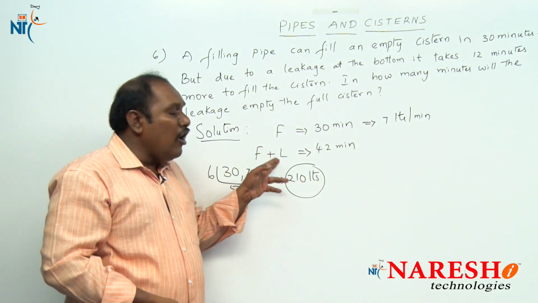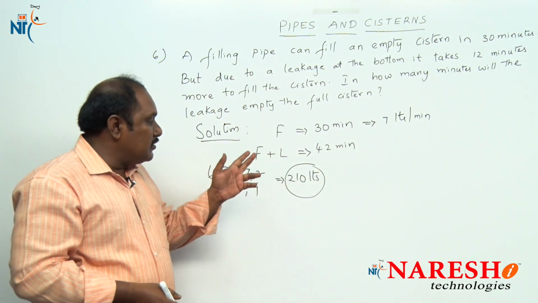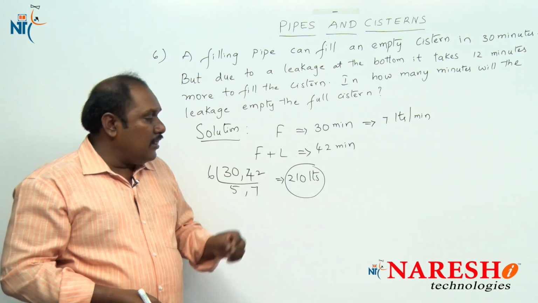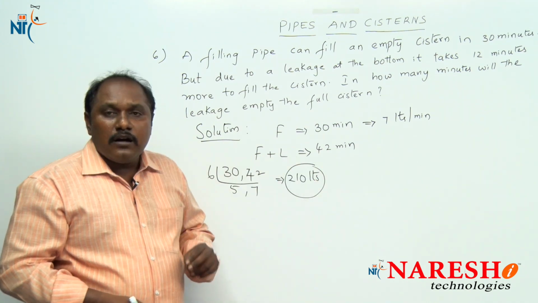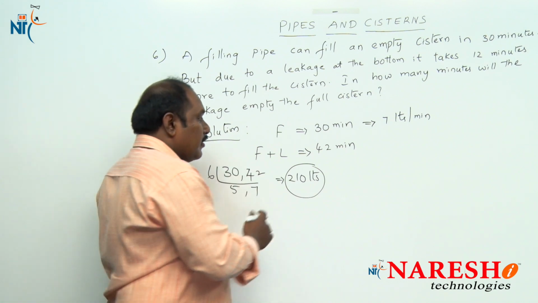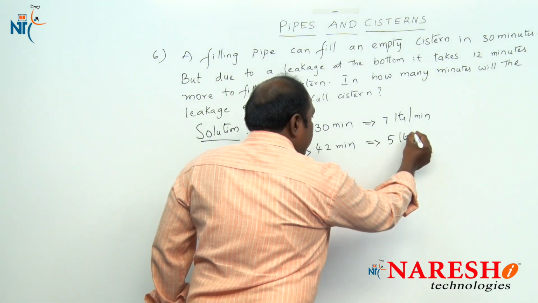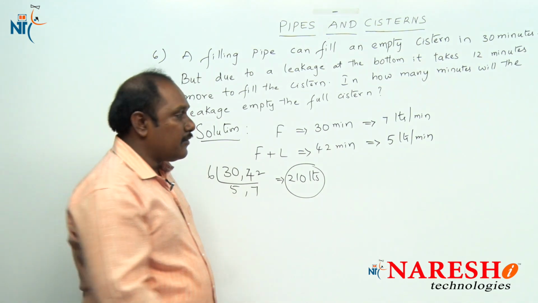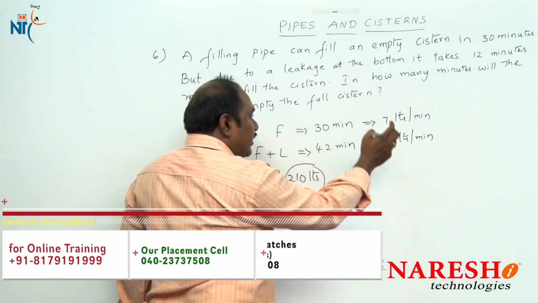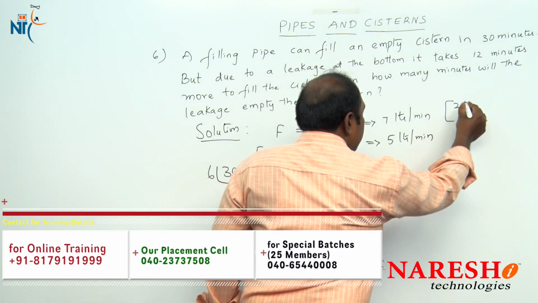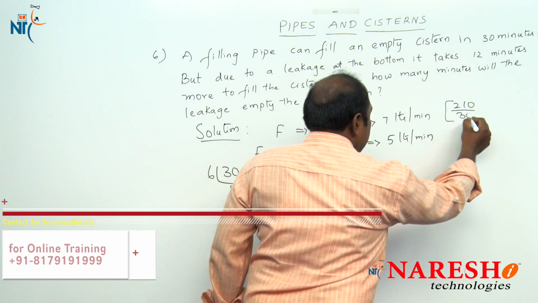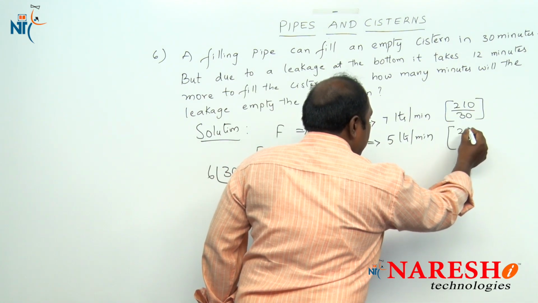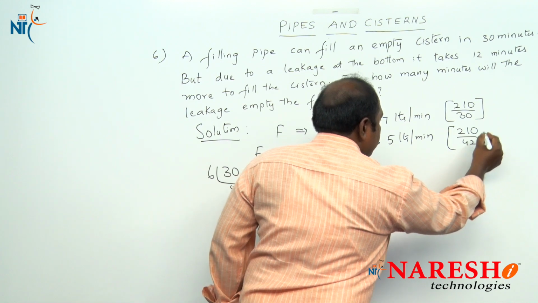And along with the leakage, the filling pipe will fill the cistern in 42 minutes. Then per minute, how many liters are filled? 210 divided by 42, which is 5 liters per minute. Now how did you get this 7 liters per minute? It is 210 divided by 30. Now how did you get this 5 liters per minute? It is 210 by 42.